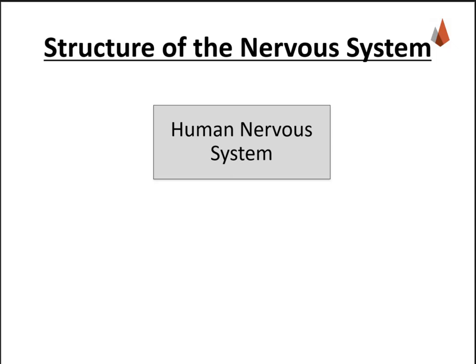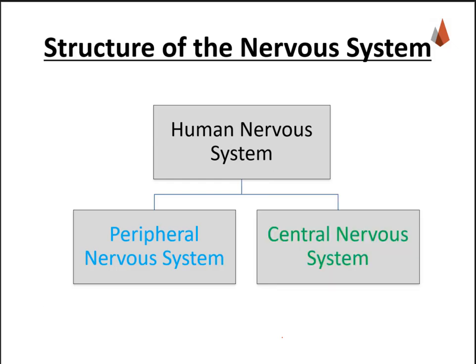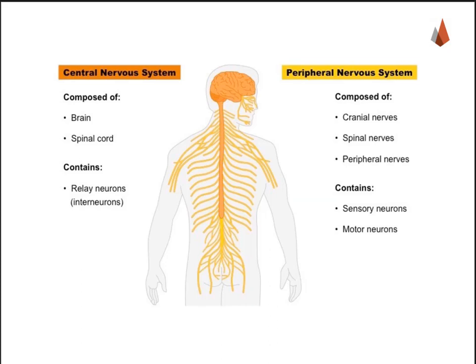So in our human nervous system, we basically have 2 parts. We've got the peripheral nervous system that we're going to talk about today, and then we've got the central nervous system that we're going to talk about in the next couple of lectures. So this is a good visual that shows you how the central nervous system is basically the brain and the spinal cord, and that's it. These 2 orange parts here.